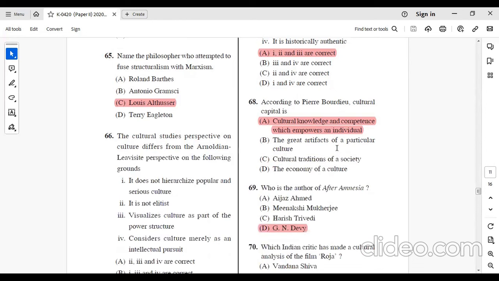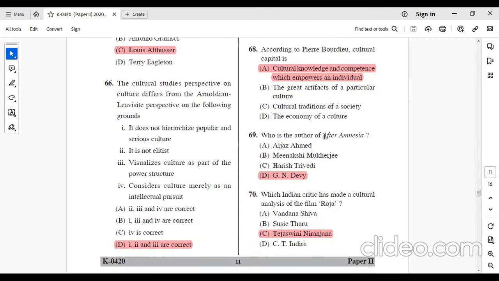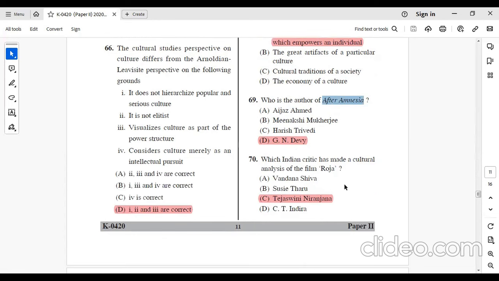Question number 68. According to Pierre Bourdieu, cultural capital is cultural knowledge and competence which empowers an individual. Who is the author of After Amnesia? Who is it? G.N. Devy.